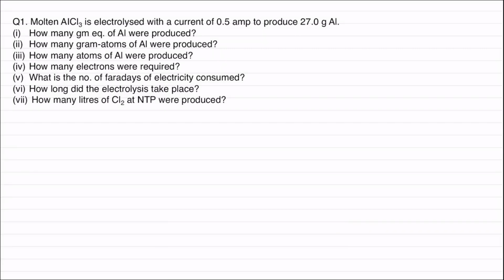Chapter 8, Question 1. Molten AlCl3 is electrolyzed with a current of 0.5 ampere to produce 27 gram of aluminium. How many gram equivalents of aluminium were produced? So answer to the first part will be equivalents of aluminium equal to weight of aluminium, that is 27, divided by equivalent weight of aluminium, that is 9, and this is equal to 3. Therefore, number of gram equivalents of aluminium is equal to 3.